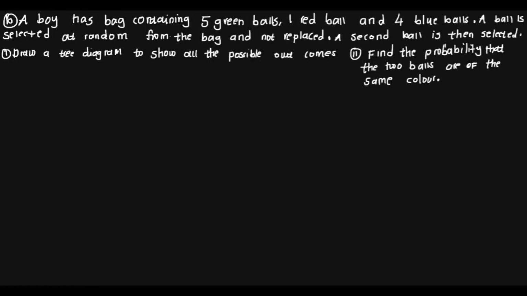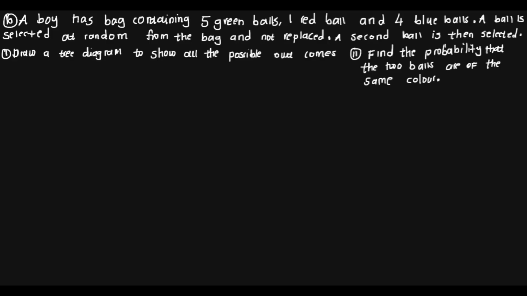Okay, now we can move on to question 2b. A boy has a bag containing 5 green balls, 1 red ball, and 4 blue balls. A ball is selected at random from the bag and not replaced. A second ball is then selected. Draw a tree diagram to show the possible outcomes.